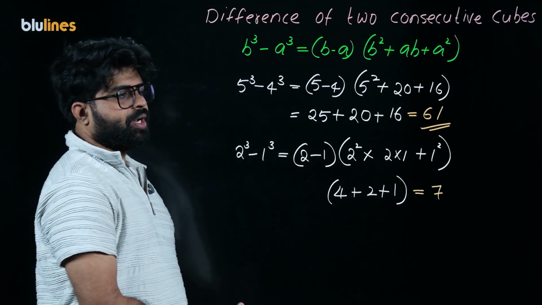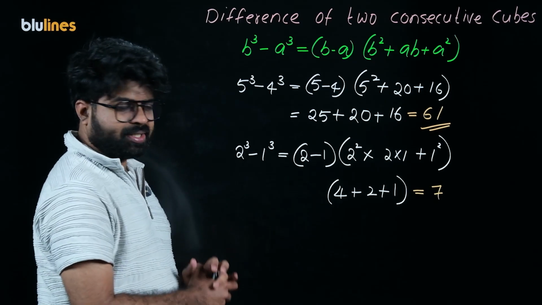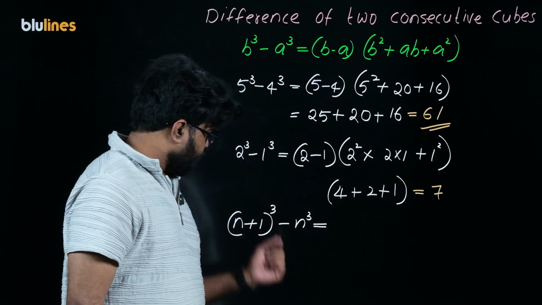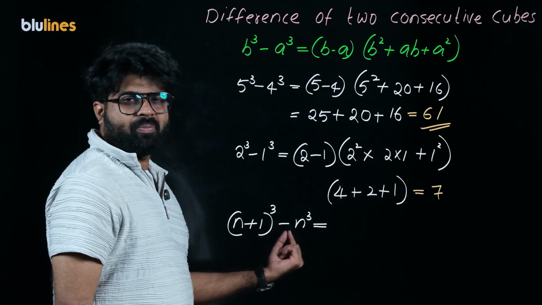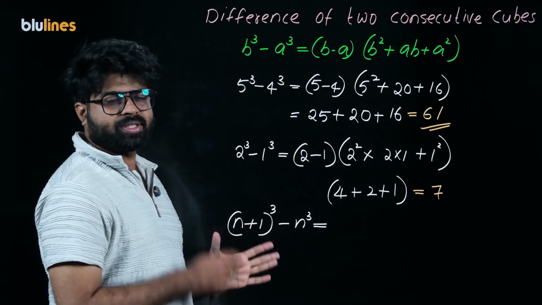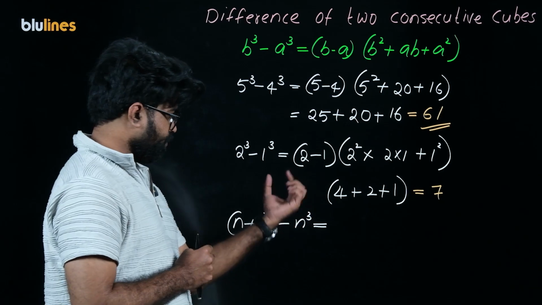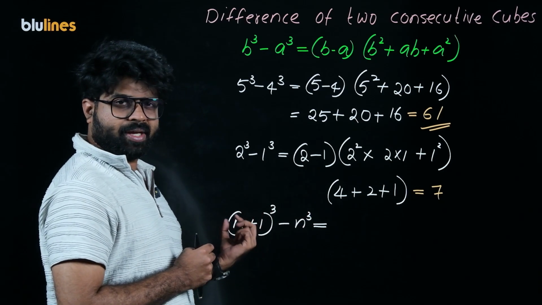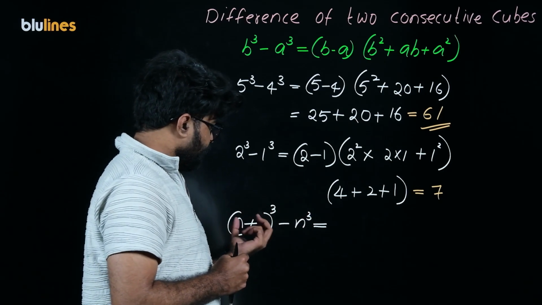Okay. So let me conjecture something with respect to this example. We have n plus 1 cube minus n cube. It is of this form because we are finding consecutive numbers. So if n is a number, the next consecutive number must be n plus 1. So what is n plus 1 cube minus n cube?